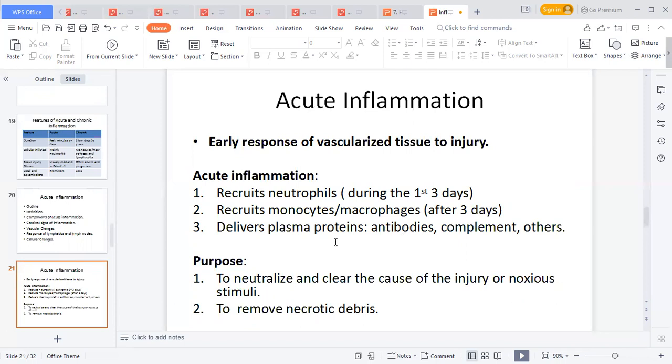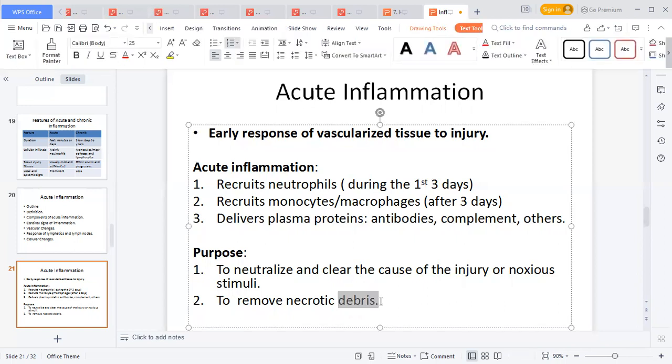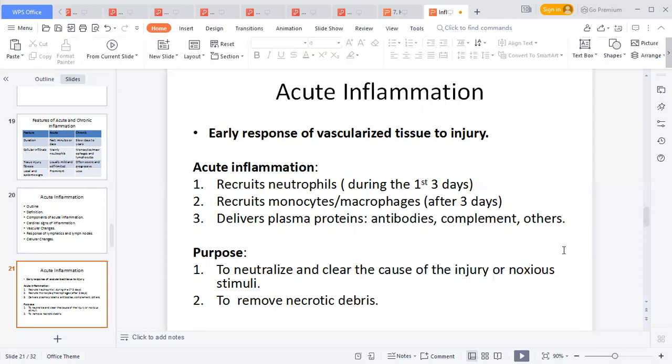Okay. The purpose is to neutralize and clear the cause of the injury or the noxious agent, and to remove the necrotic debris. This is not pronounced debris, it's debris. The S is silent, so it's debris. To remove that is why, in the definition first, if you check, I mentioned something like debris.